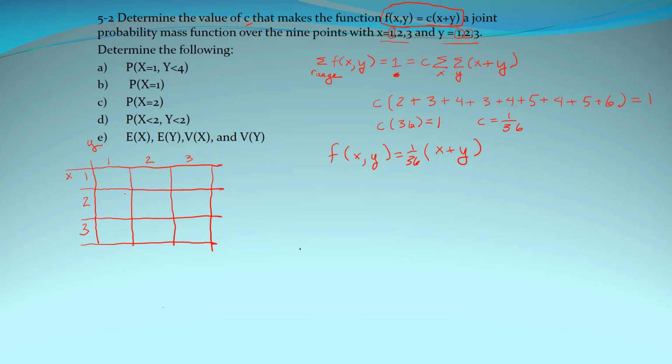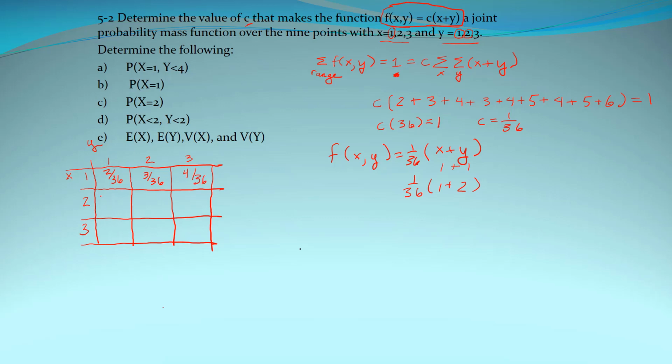So what is the first thing in the table here? Well, it's got to be 1 over 36 times 1, right, because x is 1, plus 1. Oh, that makes 2 over 36. Well, that's pretty easy. How about this one? That's going to be 1 over 36 times 1 plus 2, right? So that makes it 3 over 36. And what's this one? 4 over 36.